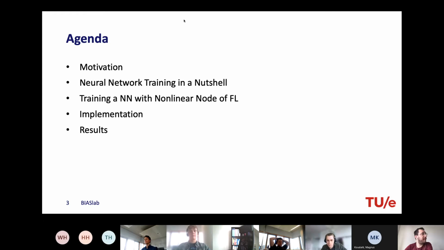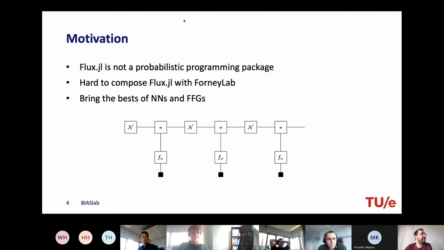Finally, I'm going to show you a Jupyter notebook about the implementation, but this is kind of an ad hoc implementation. We will talk about the drawbacks of this method, so you can ask your questions as well. And let's get started. So why do we want to train neural networks with ForneyLab?